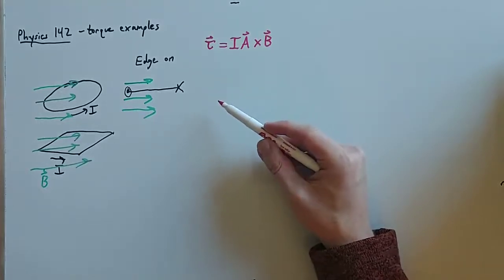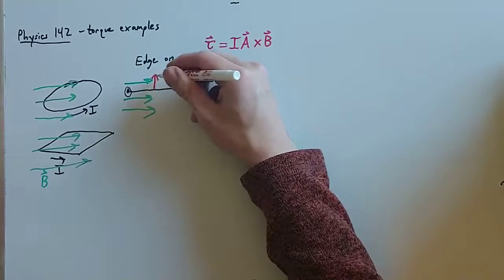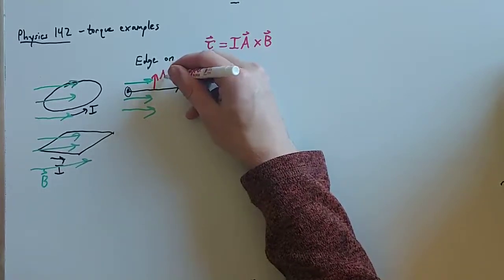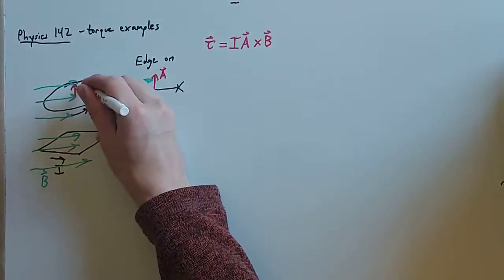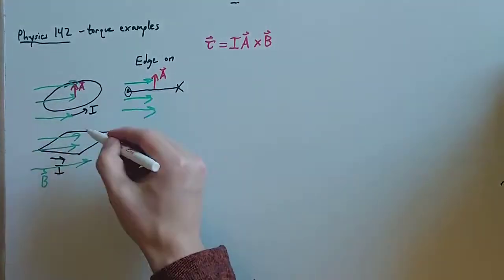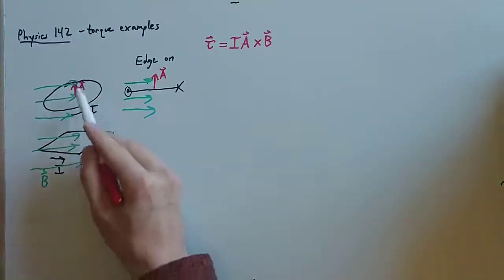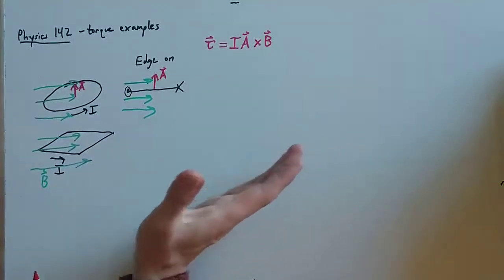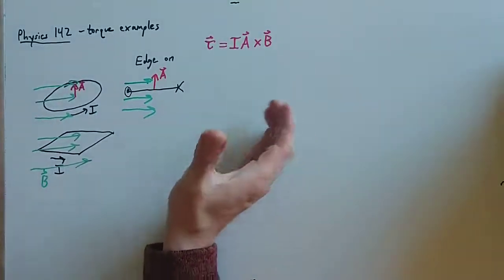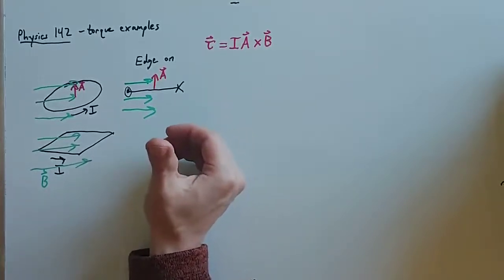And so remember, I'm writing area here as a vector. How do we define area as a vector? Well, we say the area vector is always perpendicular to the plane. But it could be going up or down, so the way that we determine whether to draw this up or down, which side to make it come out of, is we say whatever direction the current flows, you take your right hand and curl your fingers around in the direction of the current, and whatever direction your thumb is pointing, that's the direction of the area vector.